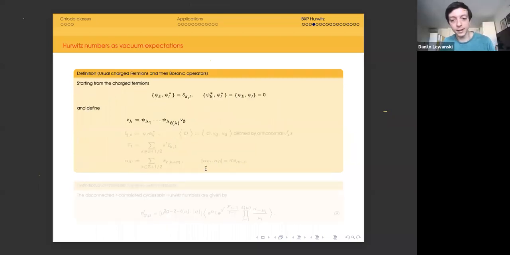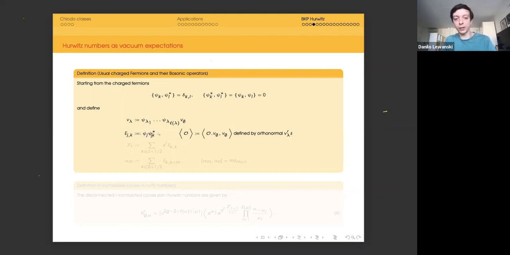So let me define instead these numbers from the semi-infinite wedge formalism instead of defining the completed cycles. So this is the usual picture for Hurwitz numbers. We start from charged fermions. So we have this psi and psi star with the usual anti-commutation relations. And then starting from the vacuum, we can apply the psi to define these elements v_lambda. And then we take these elements E_jk, which are defined as the normal ordering of psi_j psi_k star, where the semicolons before and after stand for normal ordering, which is just the product minus the vacuum expectation of the product.